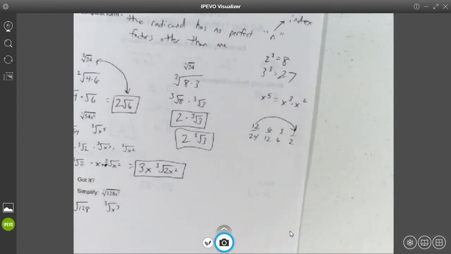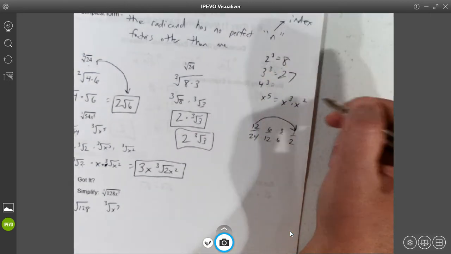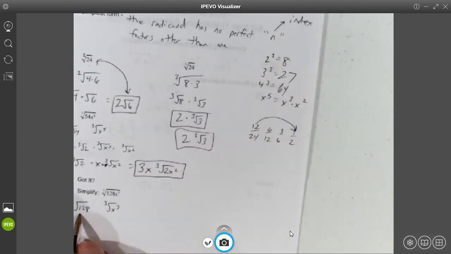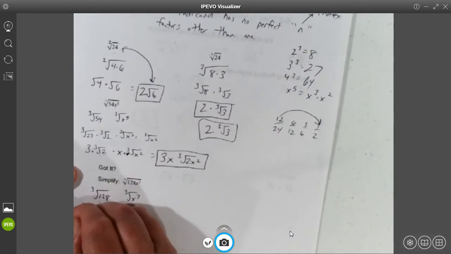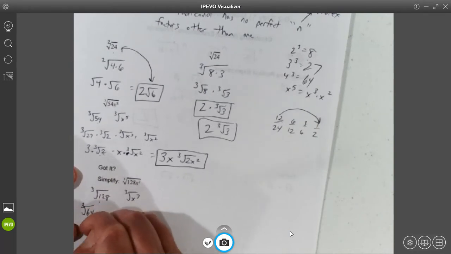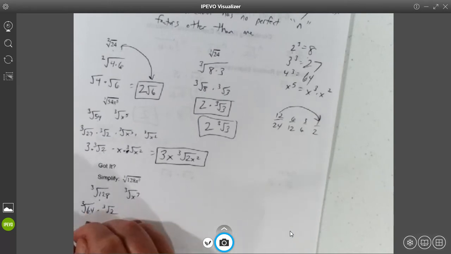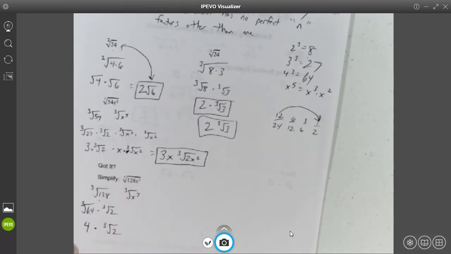Let's check just real quick. Let's check 4 cubed. 4 cubed is 4 times 4 times 4. That's 64. Oh, I think that's it, because that's 64 times 2. So I can do that. That's the cube root of 64 times the cube root of 2. So the cube root of 64 is 4. So this is 4 times the cube root of 2.